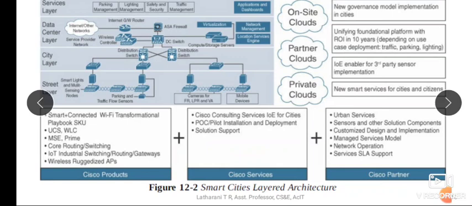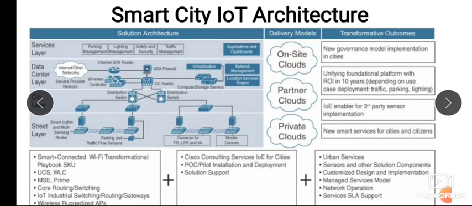Then in this part, Cisco has given some of their products which provide smart city operations, and the services for smart city by Cisco and their partners in smart city projects. These are the delivery models: on-site cloud, partner cloud, and private clouds, which they use for storage and analytics. Then the outcomes of the smart city. These are the outcomes of the smart city IoT architecture.